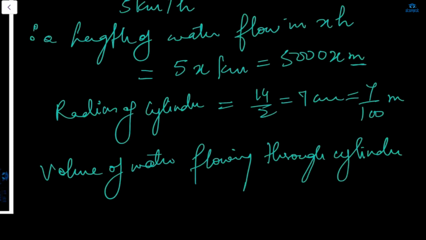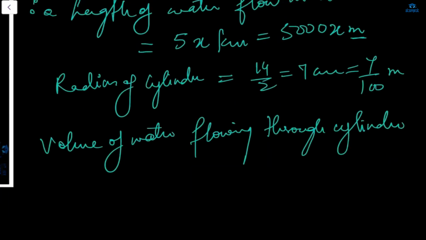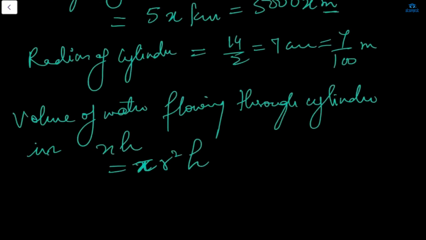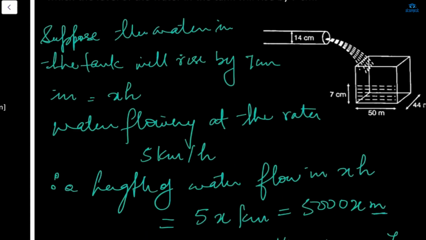Okay, so what will be the volume of water flowing through the cylindrical pipe in X hour? How much water will flow in X hour? That will be pi r square h. We know the volume of a cylinder is pi r square h. We know the value of pi, we need the value of r, and we need the value of h. And for this h we have already calculated, because the water was flowing through that cylindrical pipe. So what will be the height of the water in the cylindrical pipe?